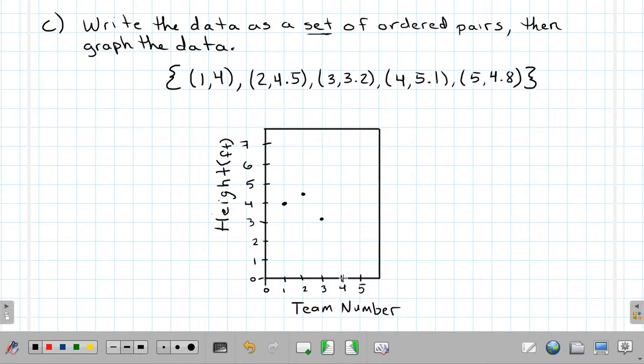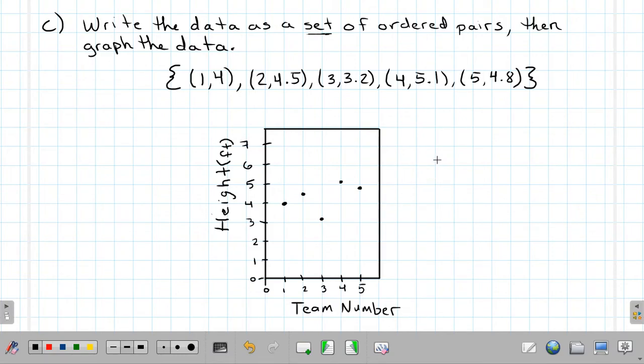And then team 4 had a height of 5.1, so we go to 5 and a little bit further, so it's like right there. And then lastly, team 5 had a height of 4.8, so we go between 4 and 5, but it's a little bit closer to 5 than to 4, so that means we're going to be somewhere like right here.